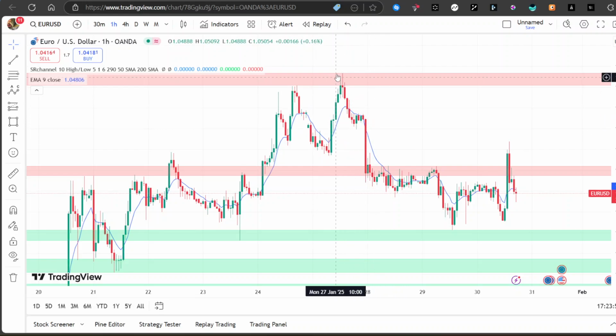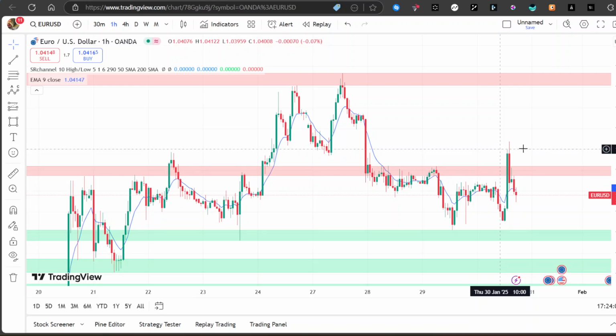For example, when you have price bouncing off a resistance, you can just wait for the price to drop below the moving average as a confirmation tool. And when price is bouncing off a support, you can wait for price to climb above the moving average as a confirmation tool. You can use any other indicator of your choice, actually.